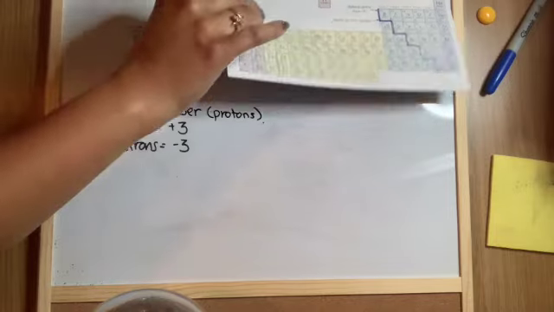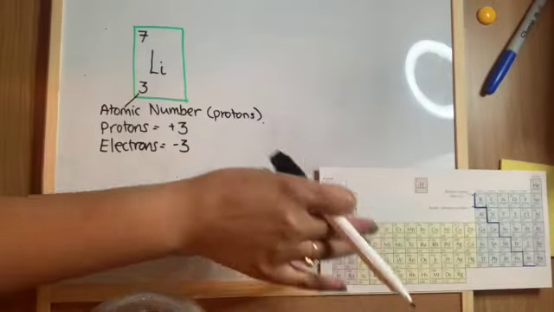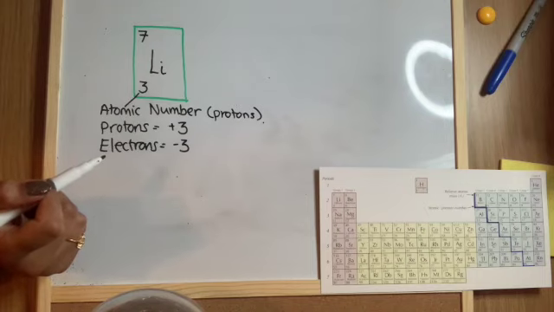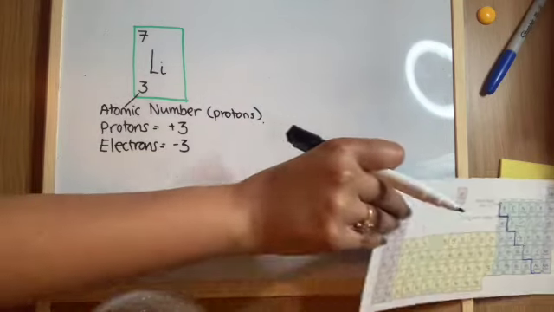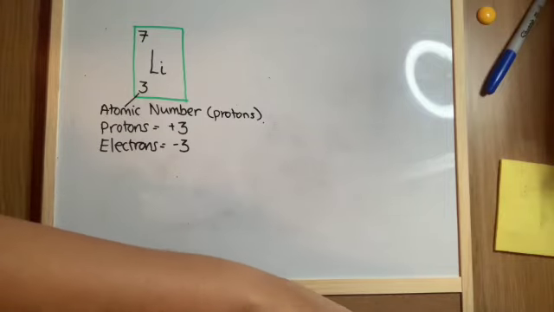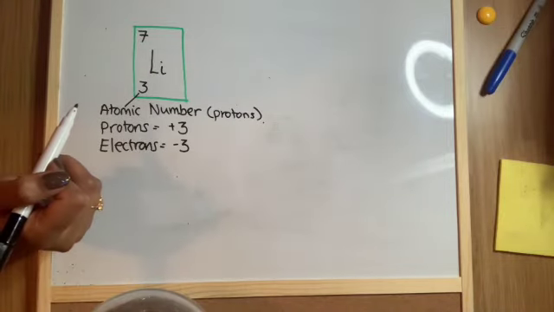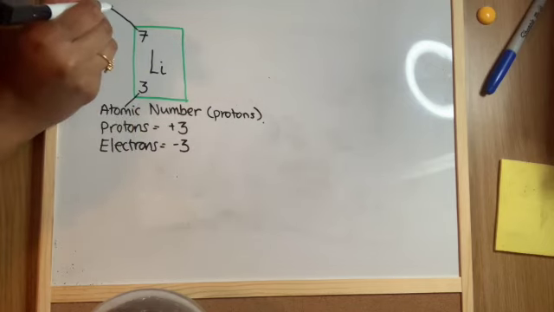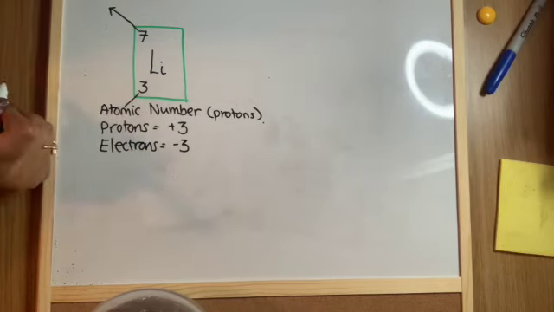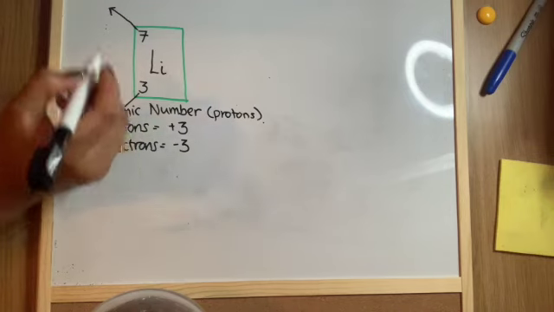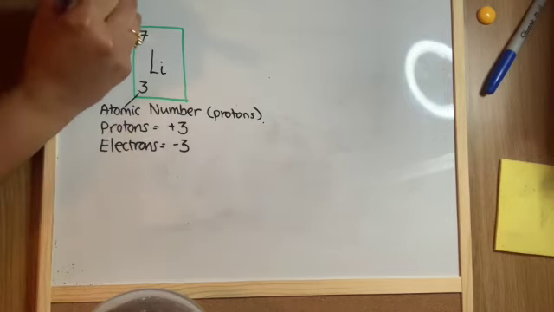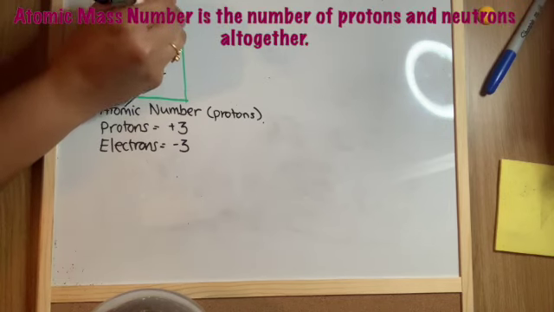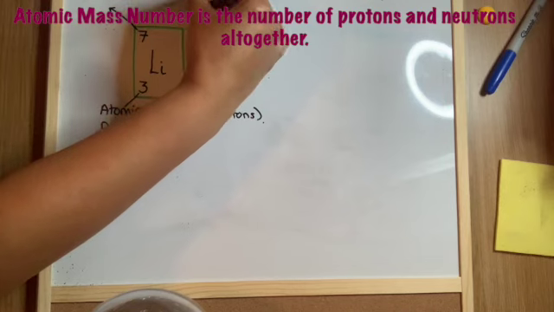Now, the other subatomic particle is the neutrons. We can use our element box to work out the number of neutrons. And the way that we do this is we use this number here. Now, this number here is not the atomic number. It's called the atomic mass number.